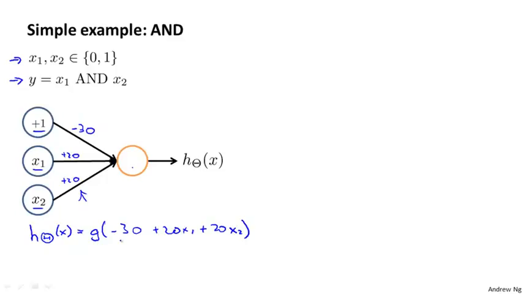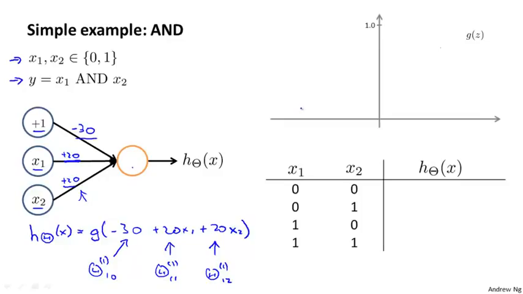Sometimes it's convenient to draw these parameters up here in the diagram of the neural network. And of course, this -30 is actually theta 1 of 1,0, this is theta 1 of 1,1, and that's theta 1 of 1,2. But it's easier to think about it as associating these parameters with the edges of the network. Let's look at what this little single neuron network will compute. Just to remind you, the sigmoid activation function g of z looks like this. It starts from 0, rises smoothly, crosses 0.5, and then asymptotes at 1.